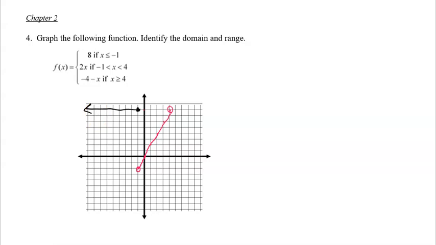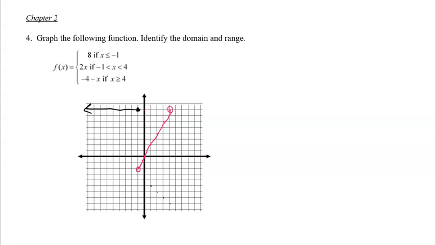So this line has a y-intercept of negative 4, which would be right here, and a slope of negative 1. So you can think about starting at negative 4, and then if you went down, you would go right: down 1, right 1, down 1, right 1. And this one's only for x values that are greater than or equal to 4. So I really haven't even gotten there yet. I'm still doing down 1, right 1.